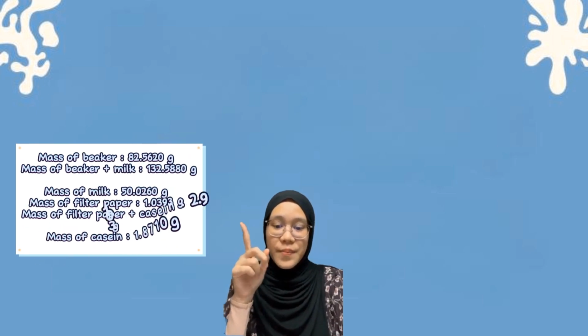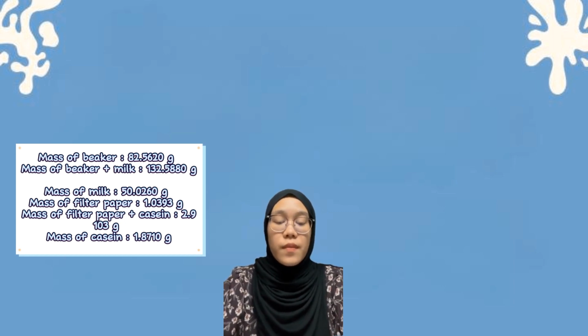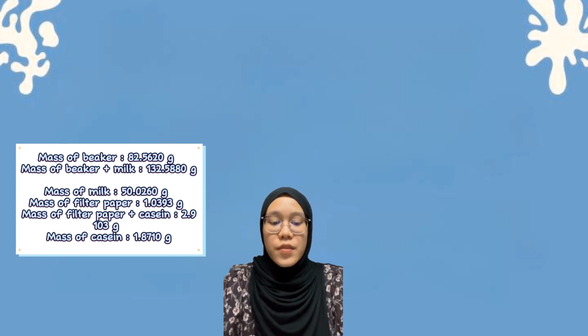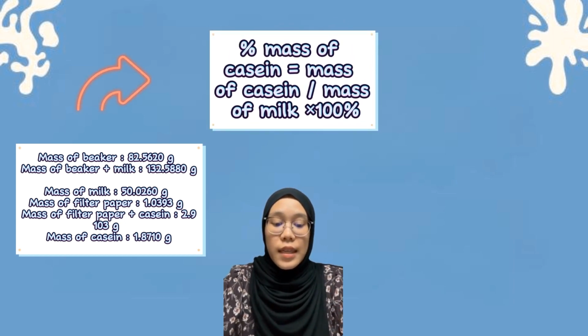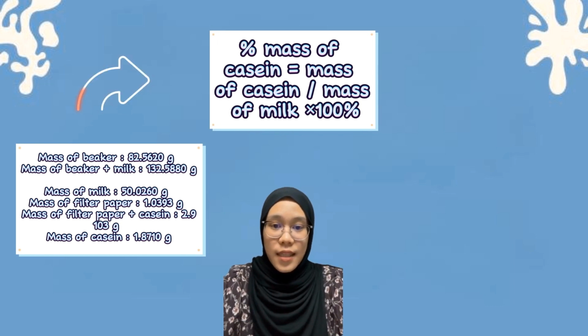Alright guys, now we have come to the result and the calculation for the percentage mass of casein. As you can see, here are the results that we obtained through the gravimetric method that we mentioned before. Therefore, based on the result, we can now calculate the percentage mass of casein in milk. We can use this formula to calculate the percentage mass of casein, which is the weight of casein divided by the weight of milk and multiplied by 100%.